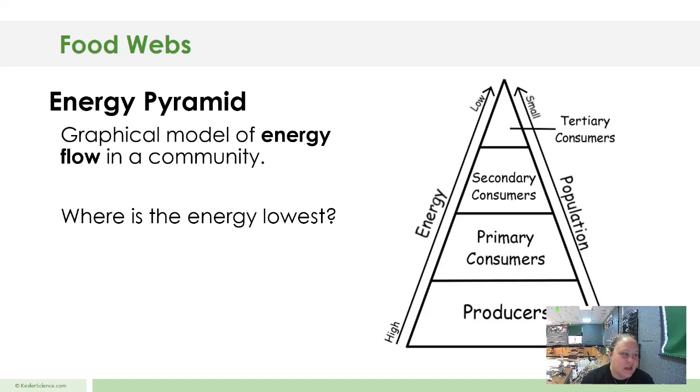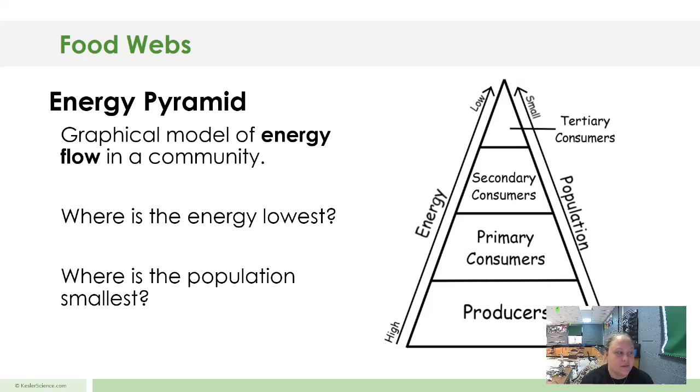So energy is lowest at the top, and the population is smallest at the top. On the left hand side of the triangle, it shows the energy. It goes from high to low. On the right hand side, it goes from large to small. So producers are very high in energy, and there's a large amount of plants out in the world.